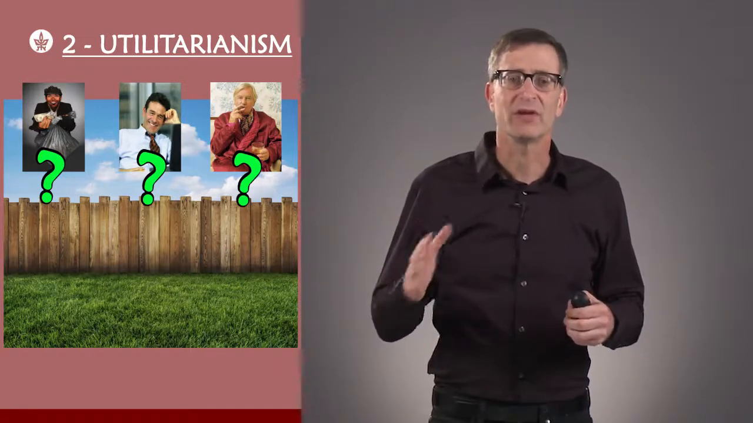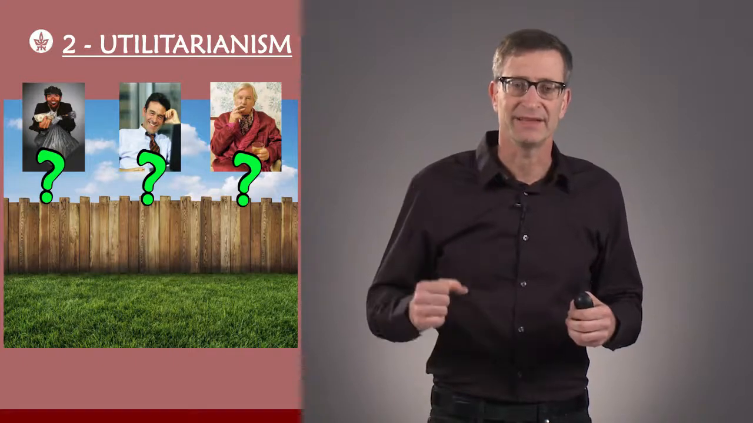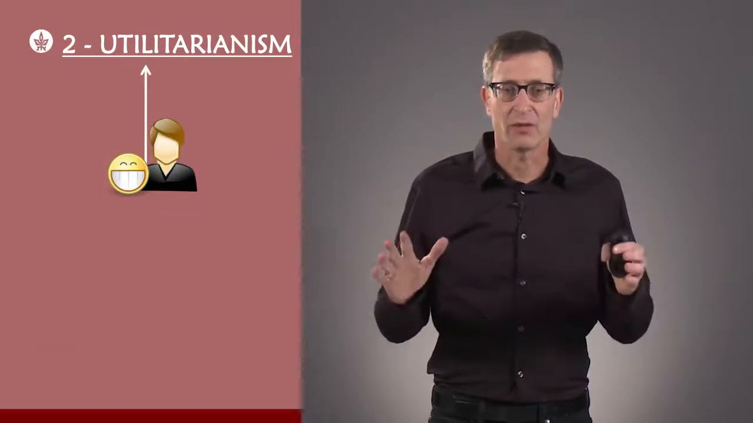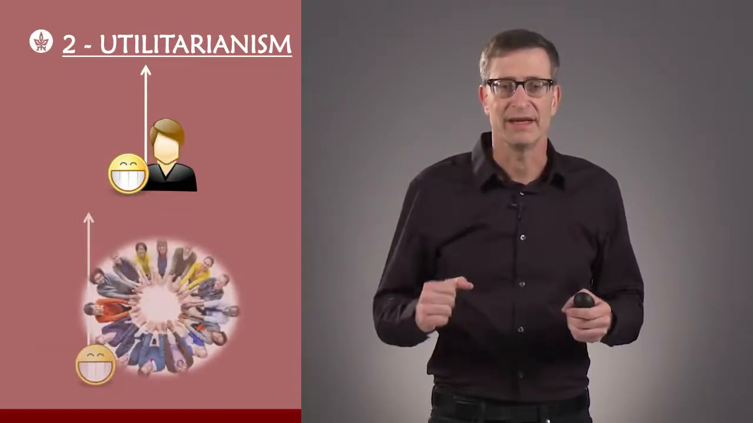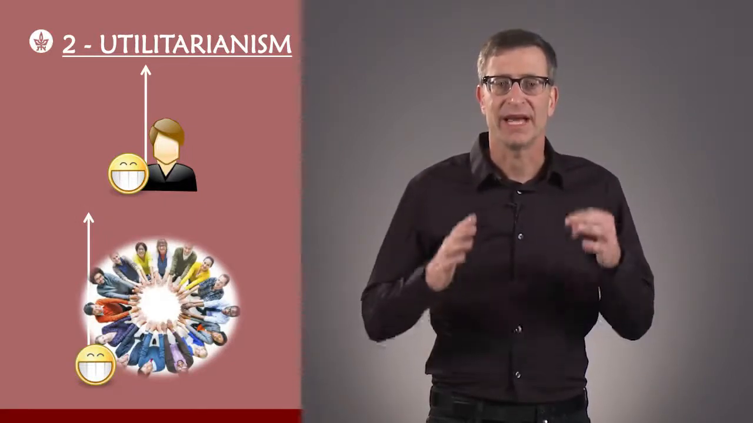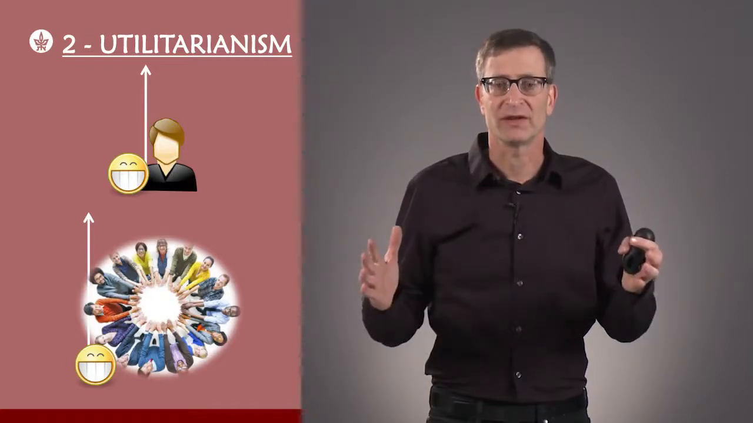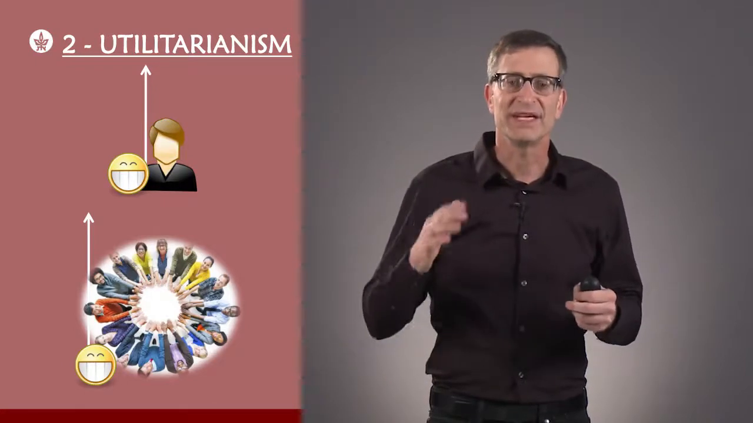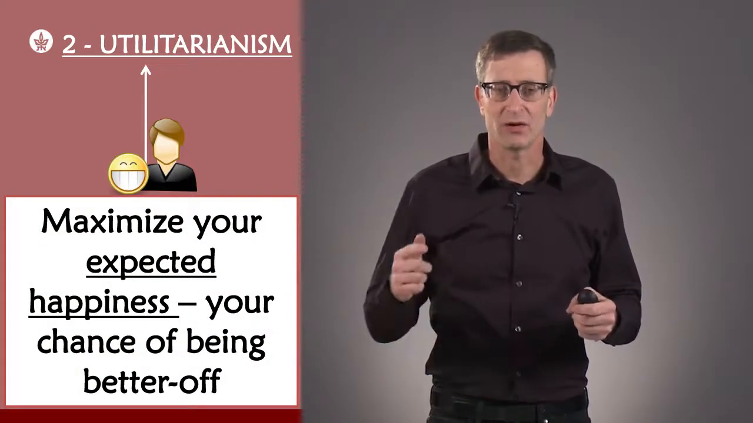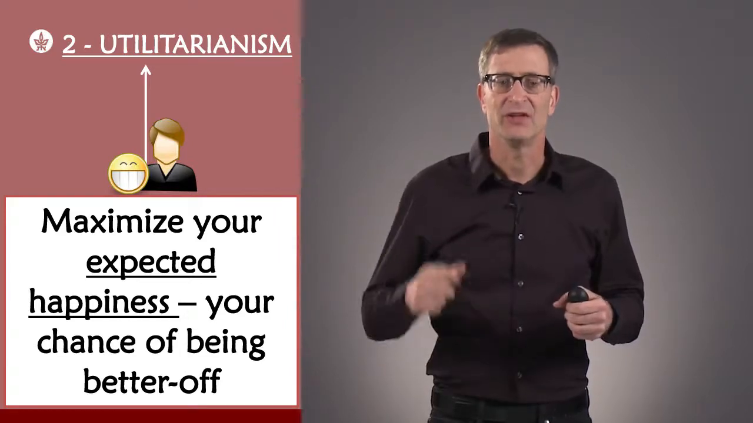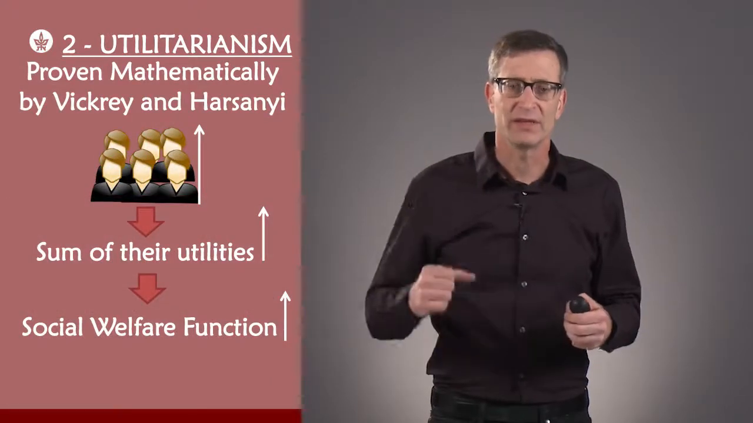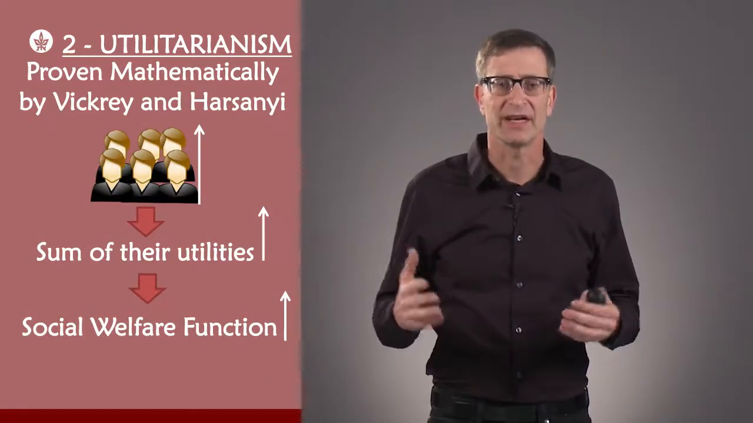Let's assume that you care only about your own utility, namely happiness, and you wish to maximize it. In this case, you do not know what would be your position in society. Maximizing the society as a whole, meaning the aggregate happiness, would be your optimal choice, right? Since by choosing to maximize the sum of individuals' happiness, you maximize your expected happiness, you maximize your chance of being better off. This was noted and proved mathematically by Vickrey and Harsanyi.